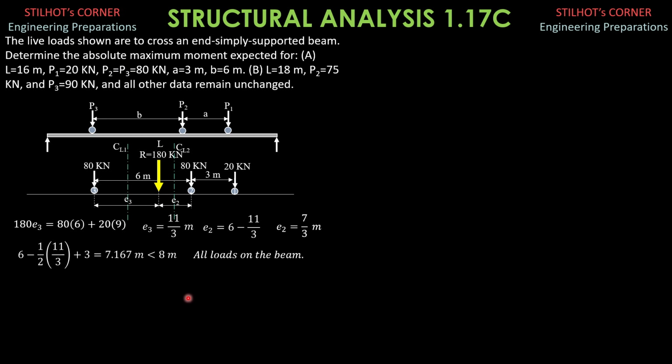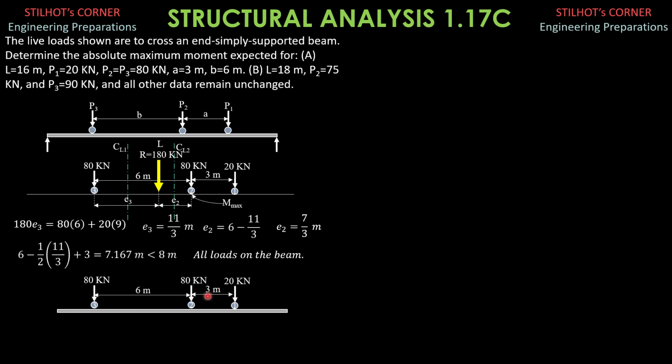So we now position this situation here because there's no doubt the absolute maximum moment occurs under load 2. So half of E sub 2, half of 7 over 3 is 7 over 6. The resultant is still 180 kilonewtons. So this is 7 over 6, half of 7 over 3.